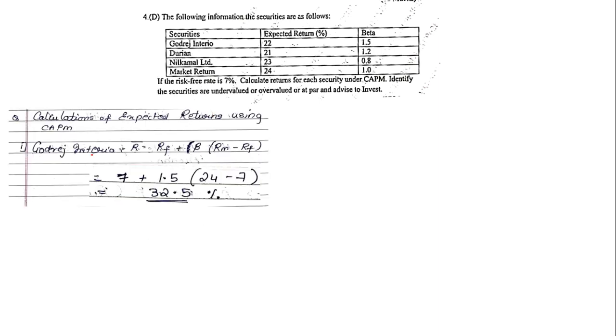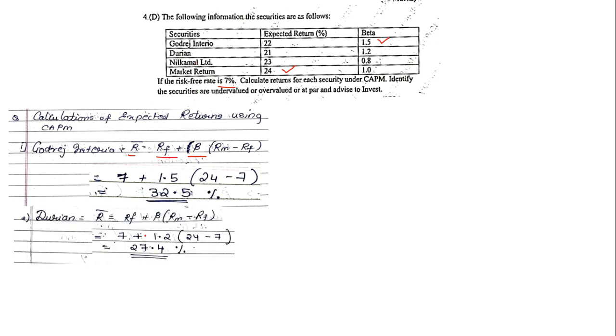Okay, in that case we'll have to first find for Godrej the rate of return. So the formula, the rate of return is equal to risk-free return, which is 7, beta for Godrej is 1.5, the market return is 24 and risk-free return is 7. So we just apply to the formula 7 plus 1.5 into 24 minus 7. So you first minus, you multiply it by 1.5 and then whatever answer you get added to 7, you will get 32.5%. Same way for Durian, it would be 7 plus beta is 1.2 into 24 minus 7.